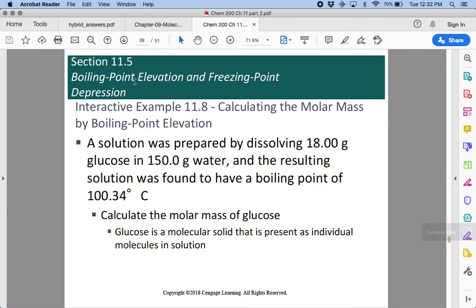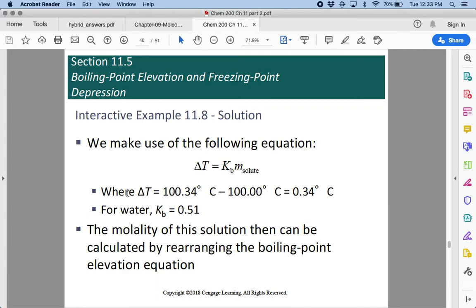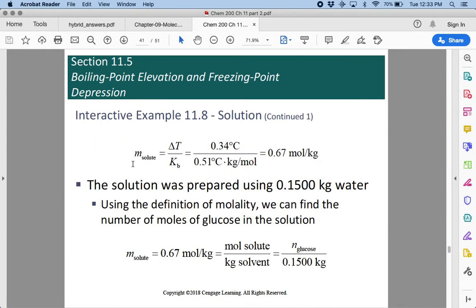So this is a good opportunity to go ahead and try and calculate the boiling point. As we go through this, right, we know what our delta T would be, which would be this: 100 degrees Celsius is the original pure water boiling point. This is the new water boiling point, so our change was 0.34. The Kb for water. And then we can figure out the molarity of the solution.